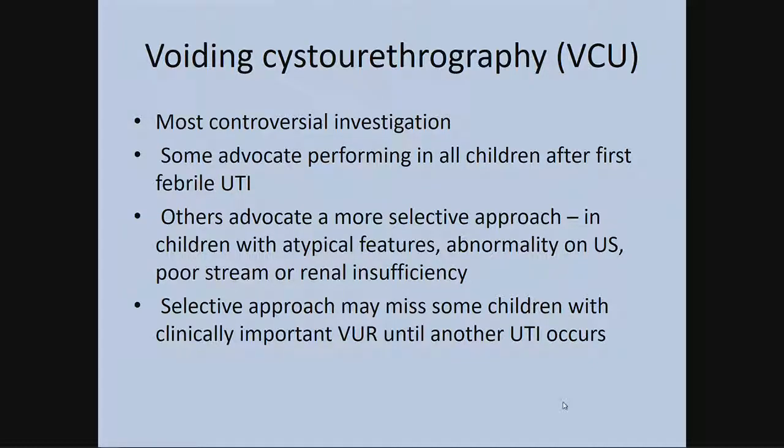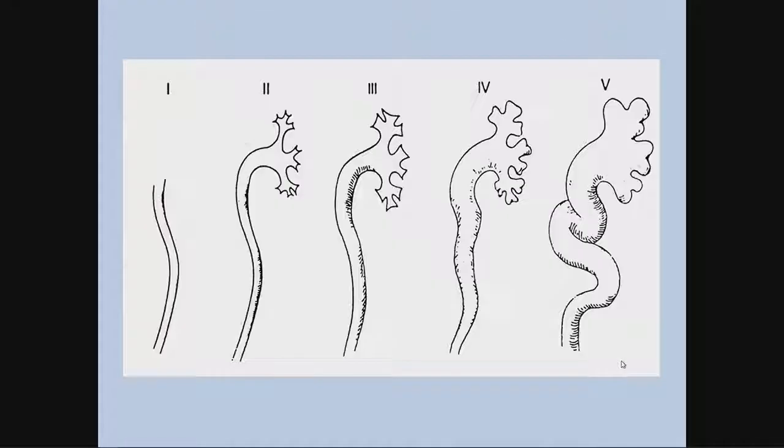Now, the cystogram is the most controversial investigation, and the number of cystograms being performed now is less than it was years ago. Some workers advocate performing cystograms in all children after their first febrile urinary tract infection. Other workers advocate a more selective approach, that is, in children with atypical features, abnormality on ultrasound, poor stream or renal impairment. But a selective approach may miss some children with clinically important reflux until another infection occurs.